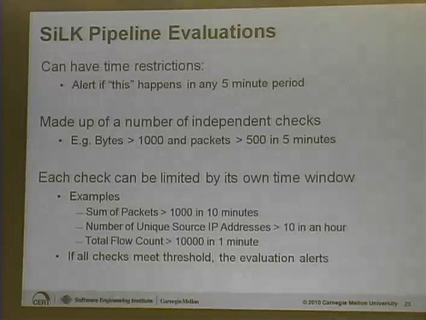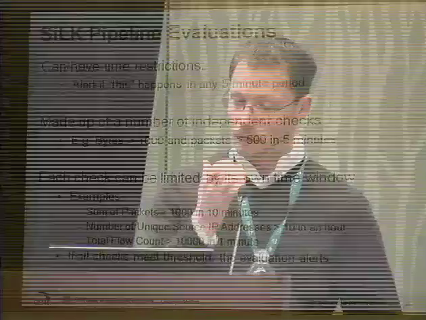So after you filter down what traffic you want pipeline to actually look at, you've got a series of evaluations that you can configure. So you can do something like alert if you see this sort of traffic across a 5-minute interval. Alert if you see something greater than a particular size. And these evaluations can actually be chained together. So you can do any sort of combination of events. And we'll go through a couple more examples on the next slide.